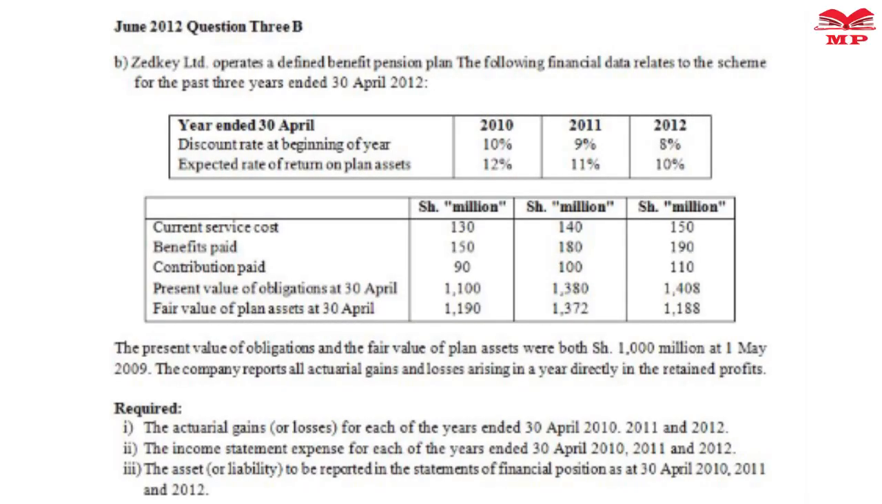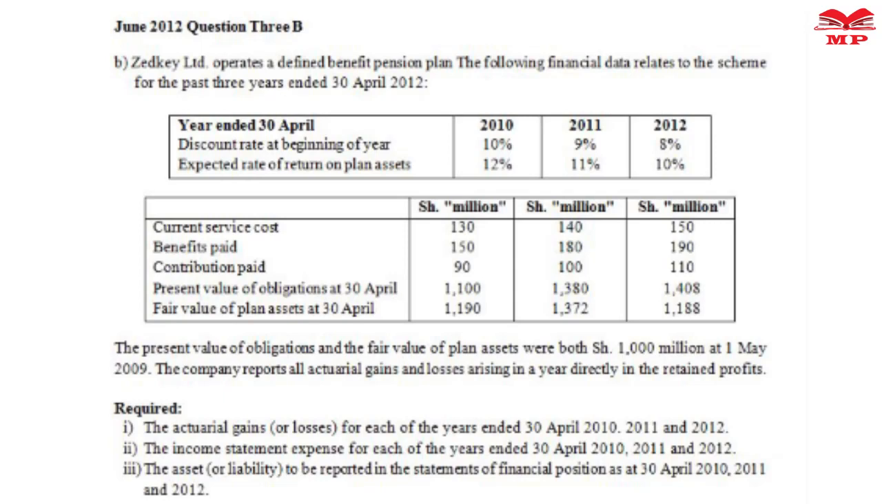We have a question. This must have been done in June 2012. In June 2012, that is a very good question. Question 3B, June 2012. We can use that one to revise, and it has 3 years. Fine, that's okay. So I read here.